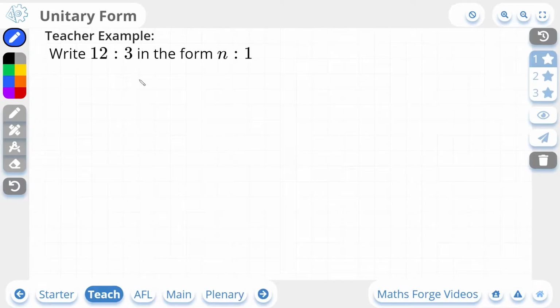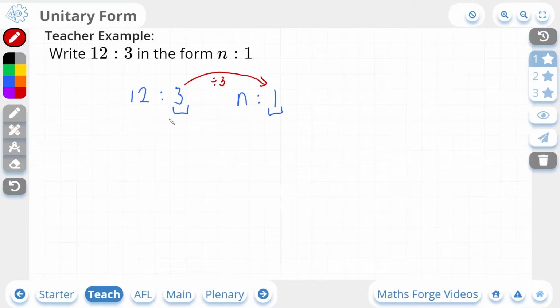Here we're being asked to write the ratio 12 to 3 in the form of n to 1. So we can see that this ratio 12 to 3 has to be rewritten into another ratio where the right-hand number is 1. So think about what we can do to this 3 using division or multiplication to get it to become a 1. Well, we would have to divide by 3, because of course 3 divided by 3 is 1.